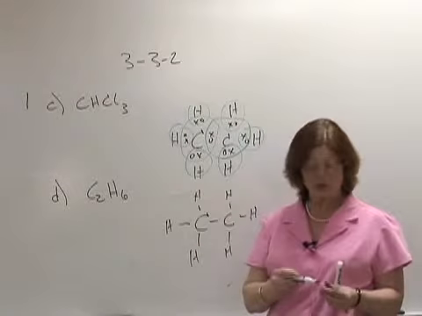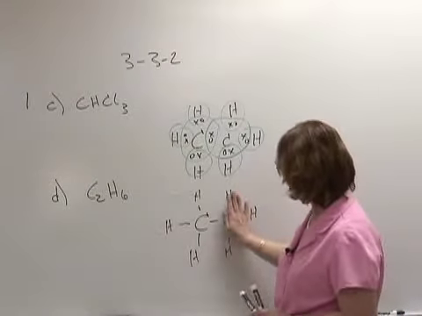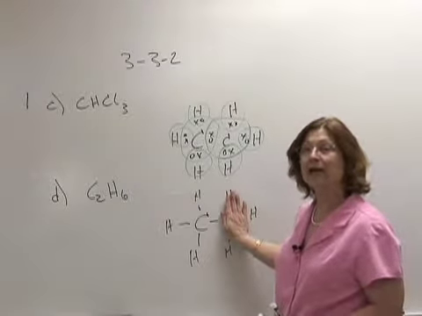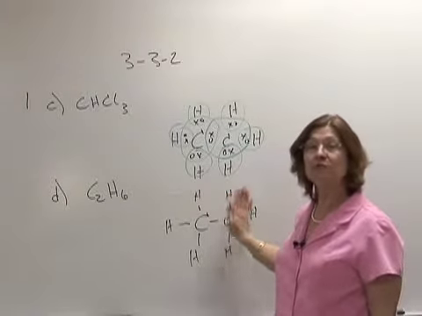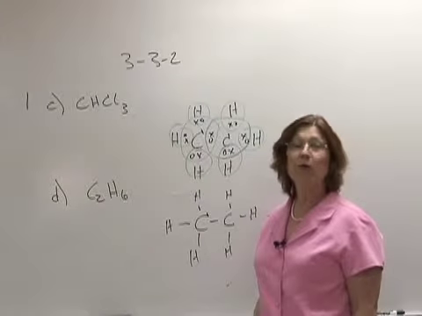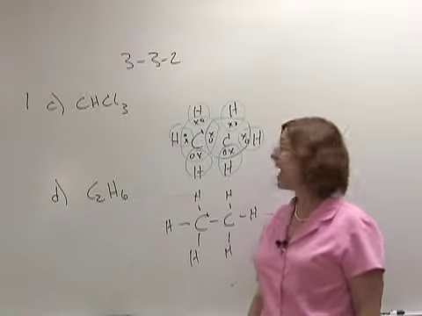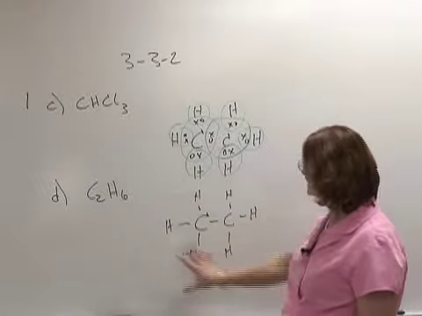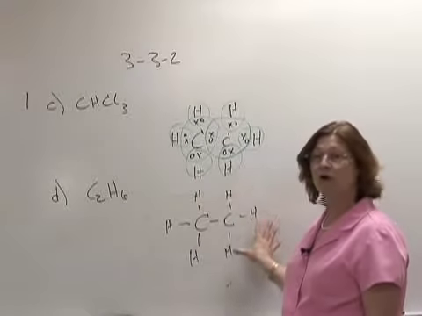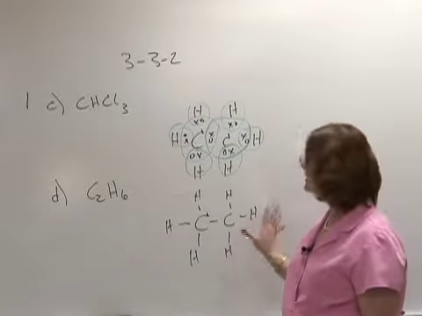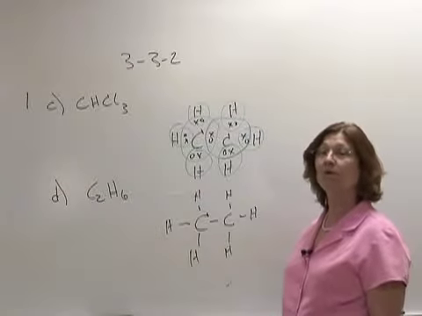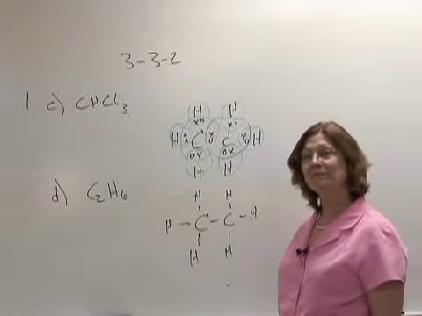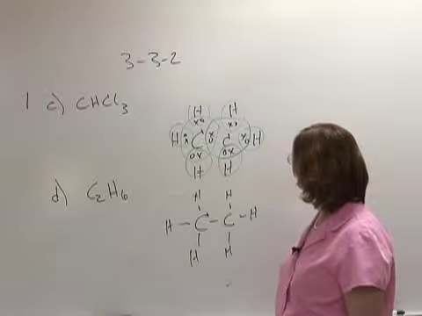In order to determine the shape, I cover up and look at only one carbon. Carbon has four bond pairs and no lone pairs, which makes it tetrahedral, 109.5 degrees. Because everything around this is the same all the way around, it is nonpolar. Most carbon compounds are nonpolar when we get long chains of carbons, and this is also nonpolar.